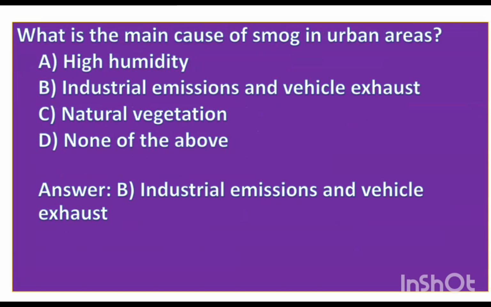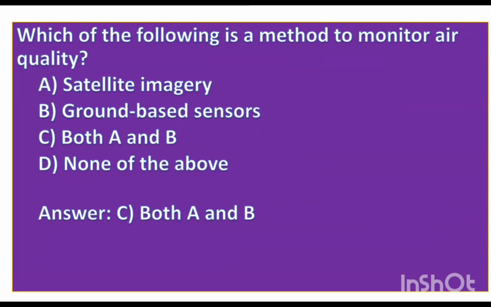Options: high humidity, industrial emissions and vehicle exhaust, natural vegetation, none of the above. Answer: industrial emissions and vehicle exhaust. Which of the following is a method to monitor air quality? Options: satellite imagery, ground based sensors, both A and B, none of the above. Answer: both A and B.